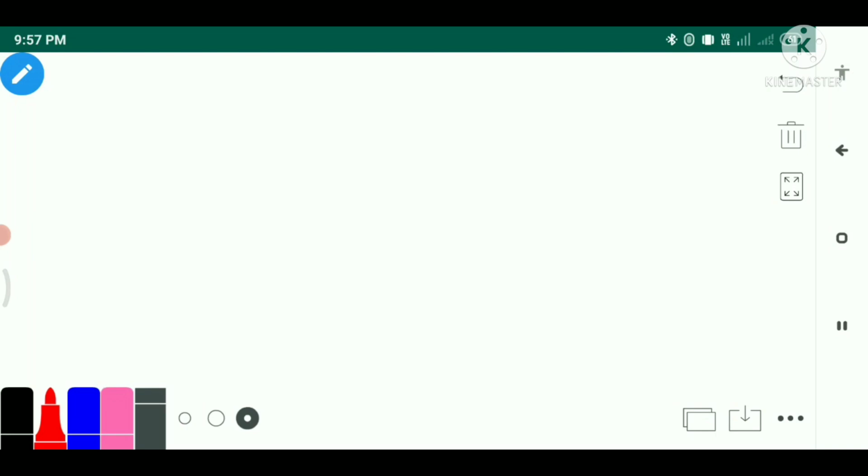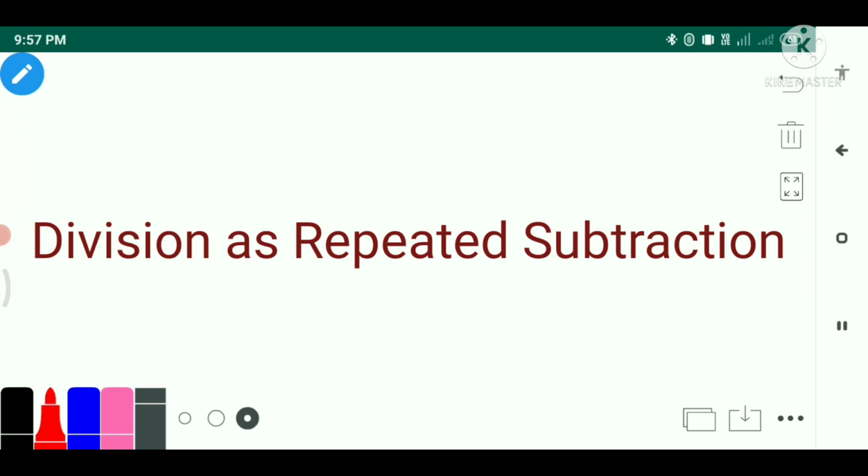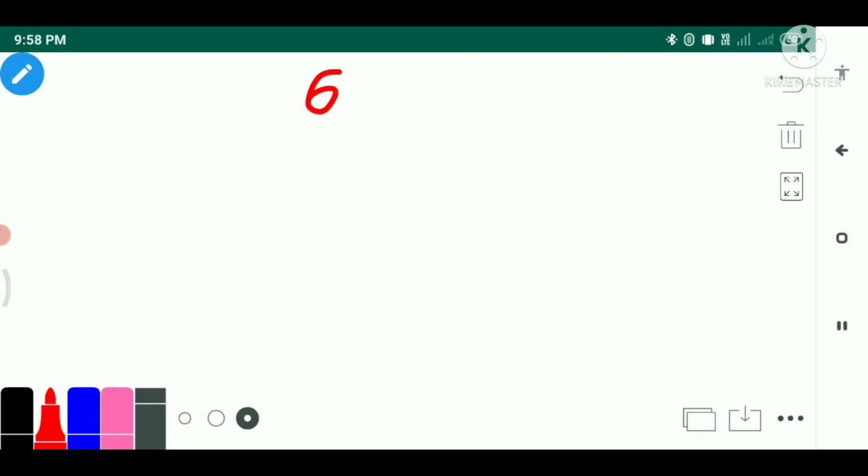We can also do division with repeated subtraction. So today's topic is what? Division as repeated subtraction. Suppose I need to divide 6 by 2. How will I divide this 6 by 2? We'll use repeated subtraction.